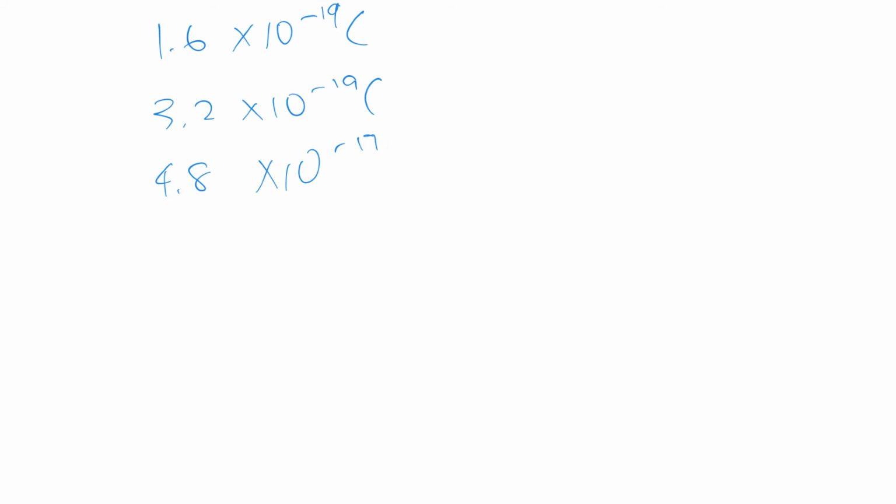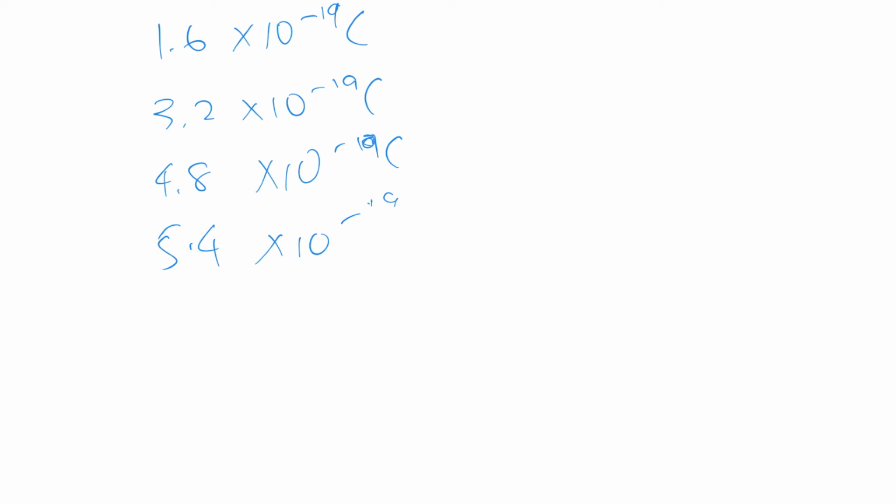Then he noticed a trend. Now all the values of charge that he got were whole number multiples of 1.6 times 10 to the power negative 19 coulomb. So sometimes you will get 1.6, sometimes you get 3.2, sometimes you will get 4.8, sometimes you will get 5.4. Wait, let me just write nicely. Negative 19, and then sometimes you get 5.4.